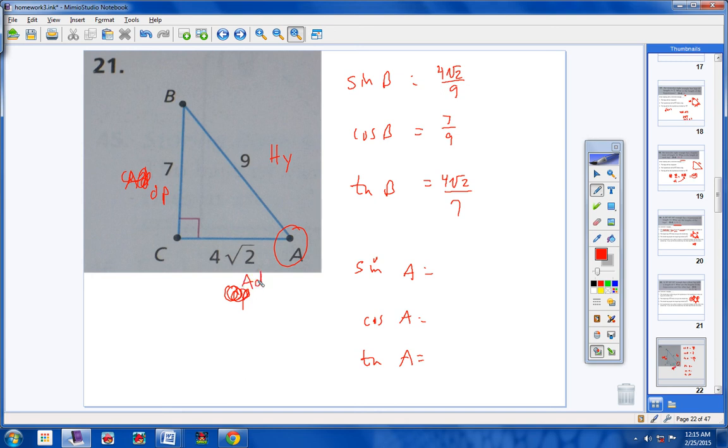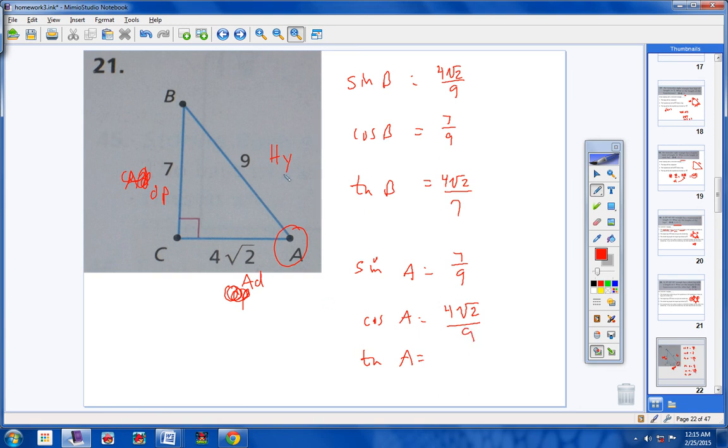So here we go. Sine of A would be opposite over hypotenuse, 7 over 9. Cosine would be adjacent over hypotenuse, so 4 square root of 2 over 9.